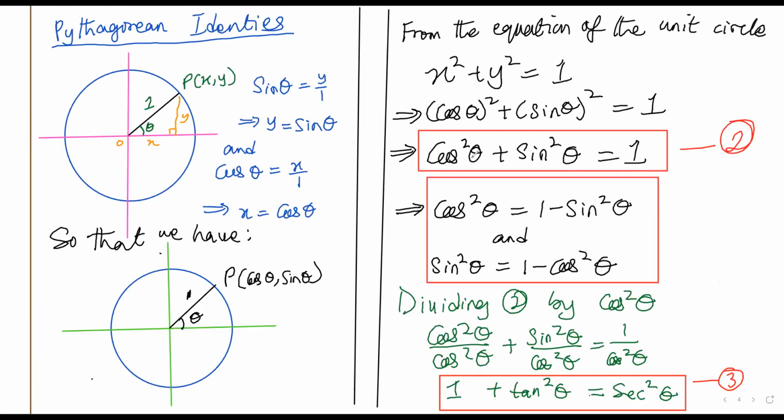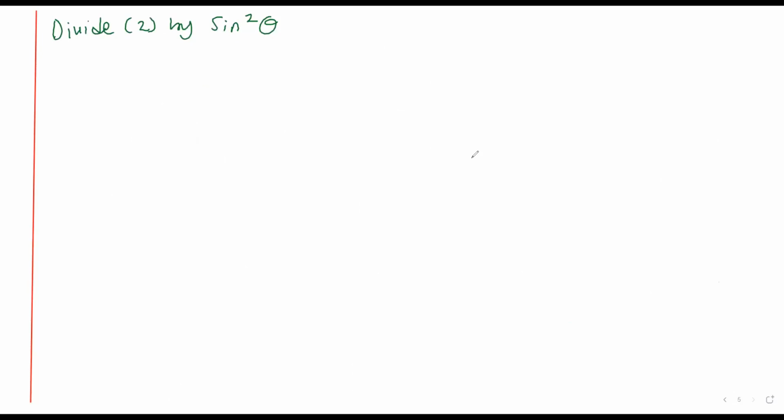Divide 2 by sine squared. Remember what 2 is: cos squared plus sine squared is equal to 1. So let's divide by sine squared together. So cos squared over sine squared, plus sine squared theta over sine squared theta, and then 1 over sine squared theta.